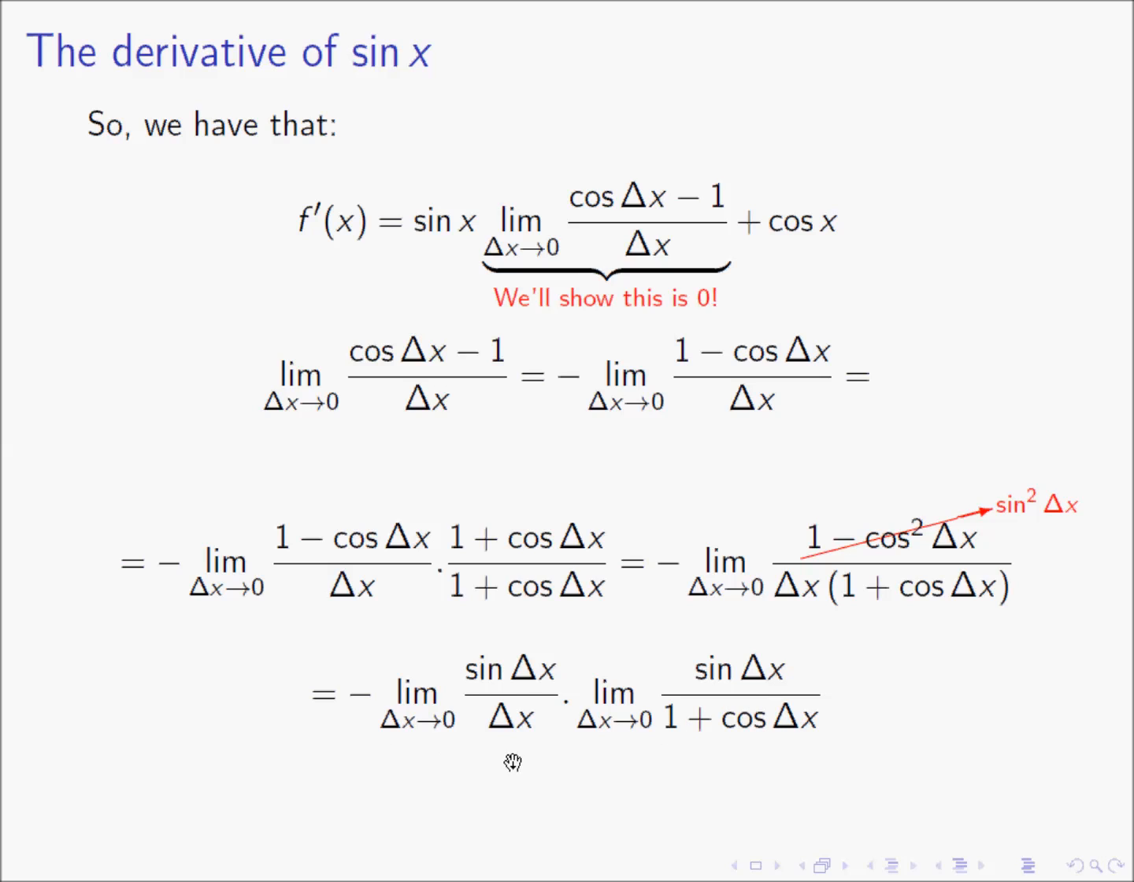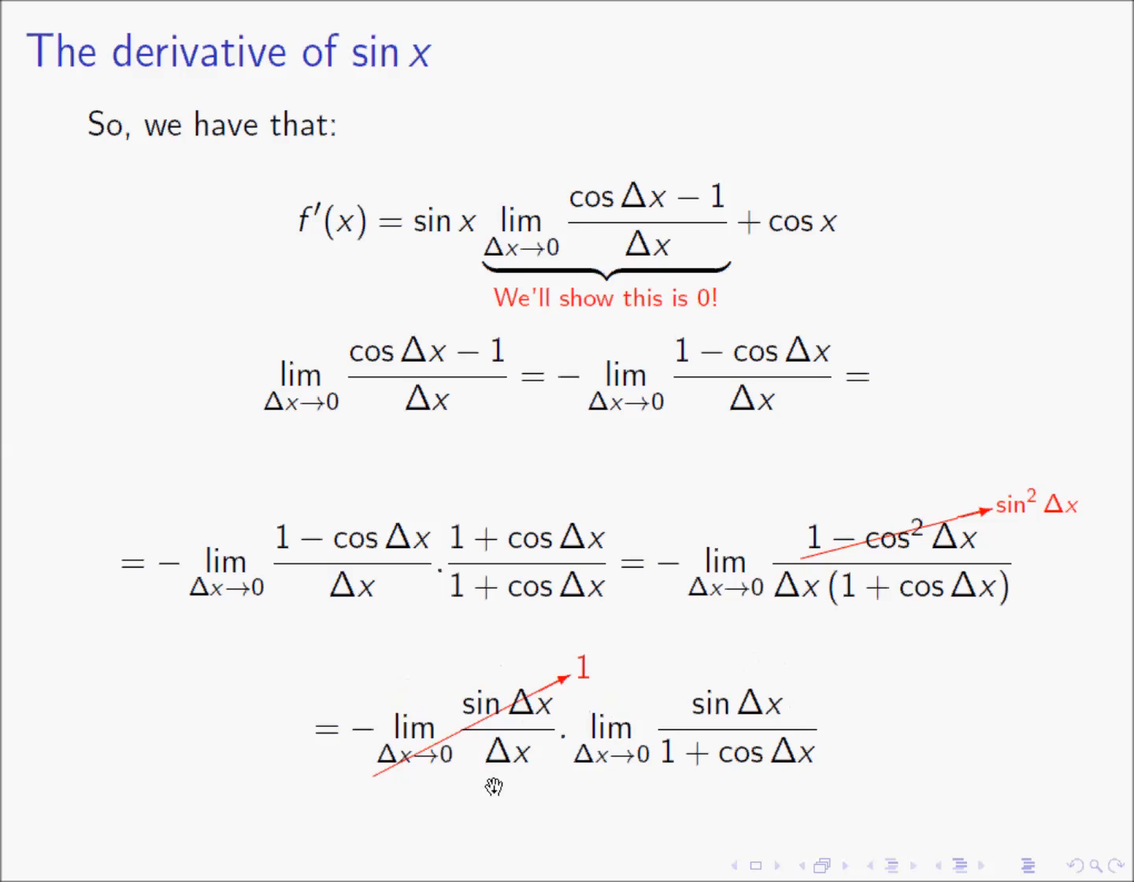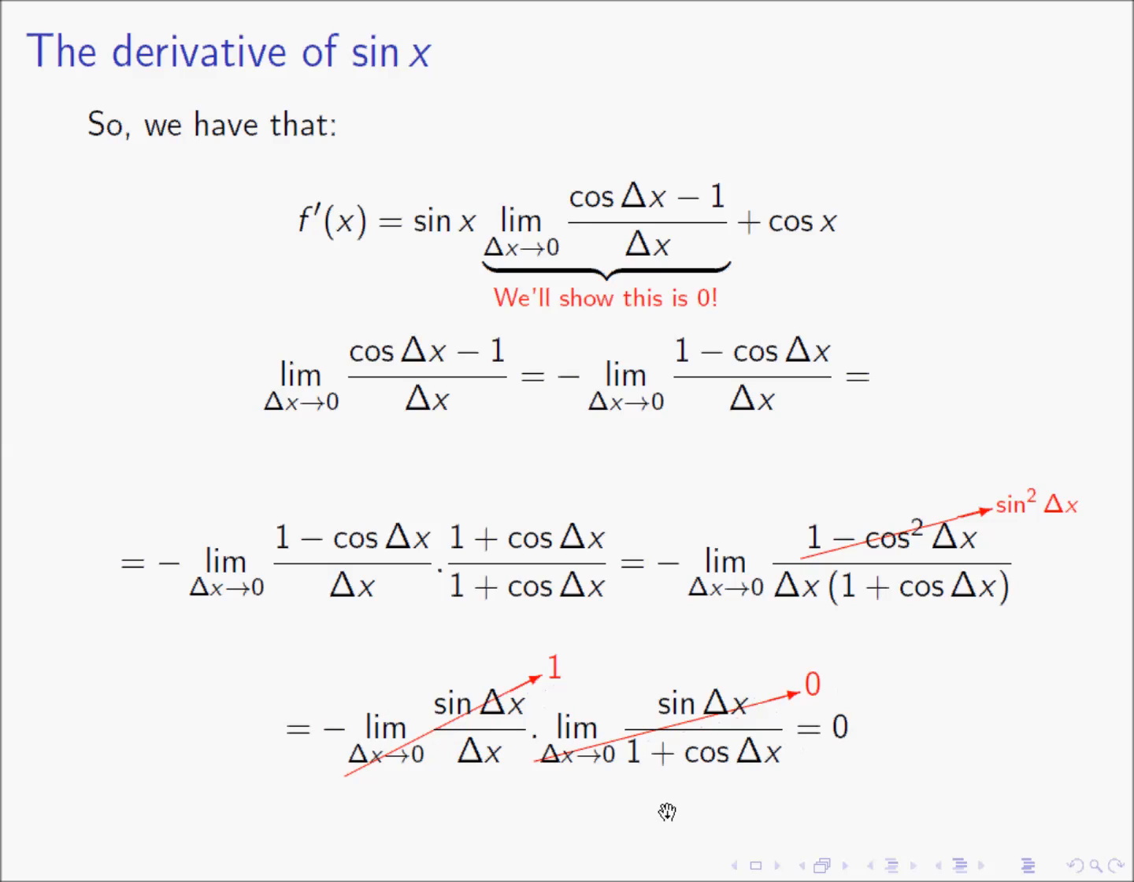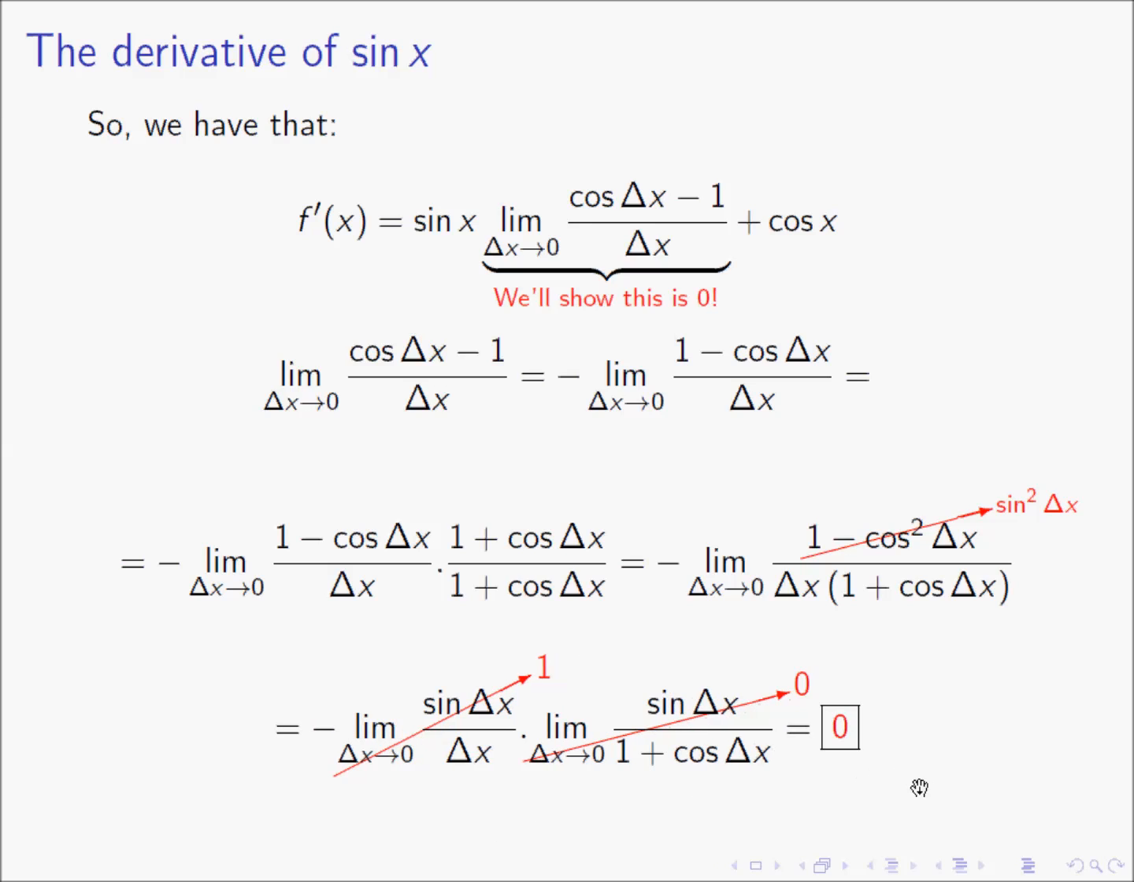Here again we get the fundamental trig limit that equals 1, and on this limit we have sine of delta x on the numerator, but delta x approaches 0, so sine of delta x also approaches 0. And cosine of delta x approaches 1, so this limit equals 0. So all of this equals 0. So we've shown that this limit equals 0.